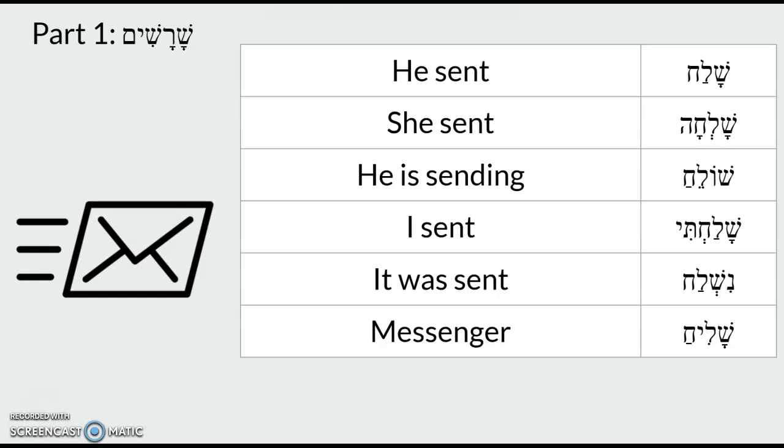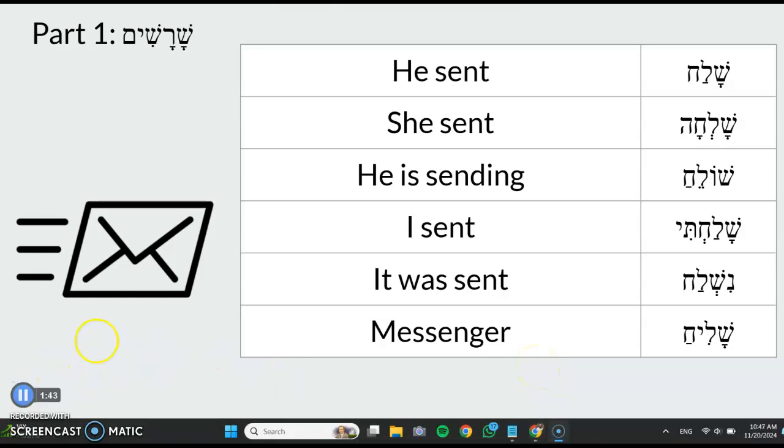Coming attractions. And a shaliach is now a noun. It's a messenger. It's the person that is sending something or being sent to do something. So all of these are different words. They mean different things, but they're related to the concept of sending.